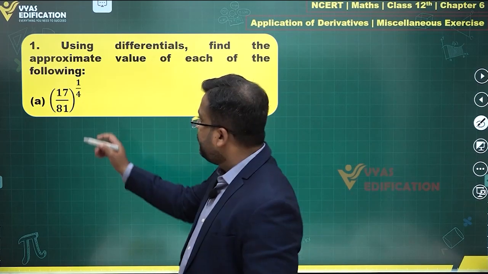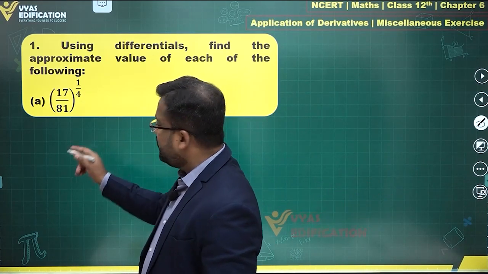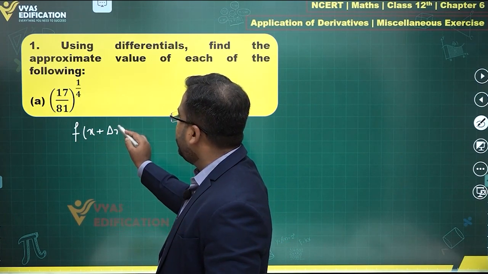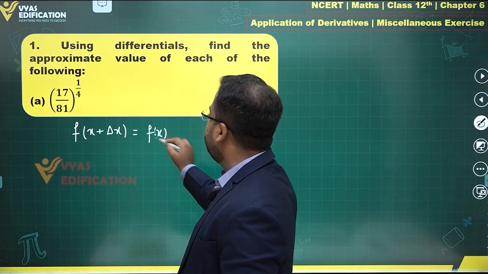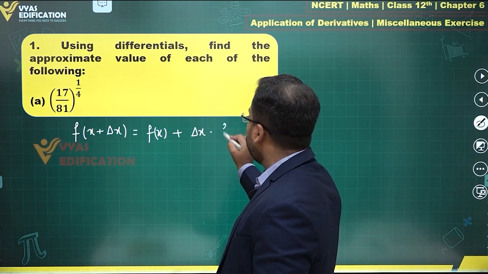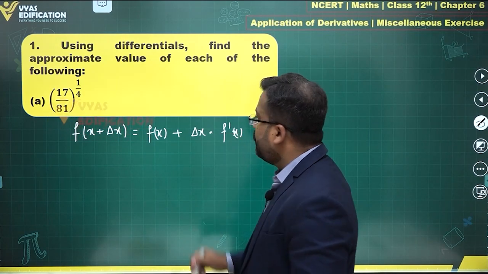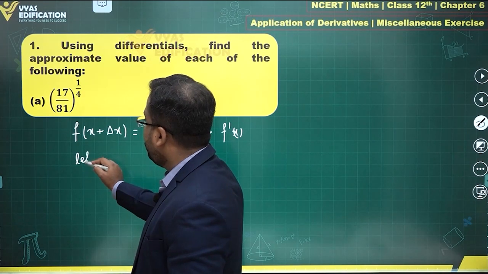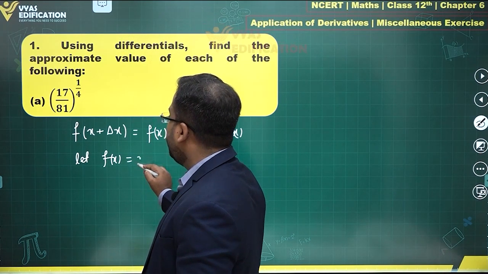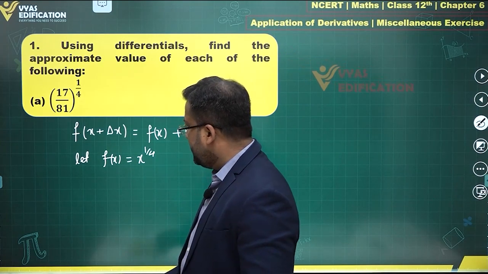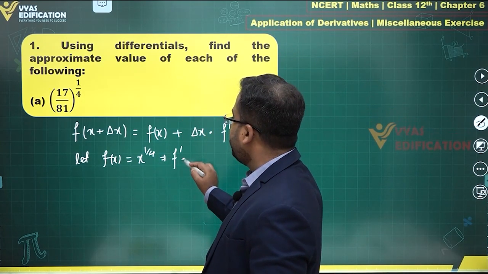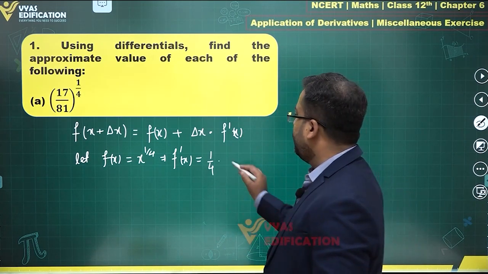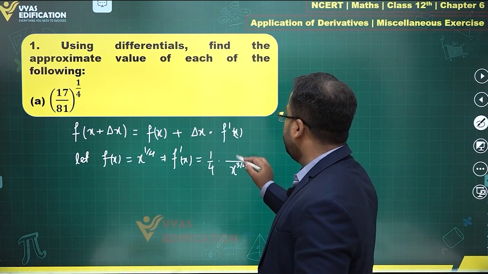Now, I can imagine this to be some function, right? In terms of functions, I can write it as f of x plus delta x will be equal to f of x, I remember this, plus delta x times f prime x, right? And the important things to note here are function, derivative, x and x plus delta x. So let f of x is equal to x power 1 by 4. This function tells me that f prime x will be equal to 1 by 4 times x power minus 3 by 4, which is x power 3 by 4 in the denominator.